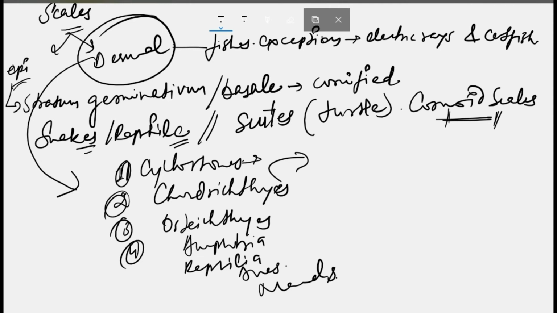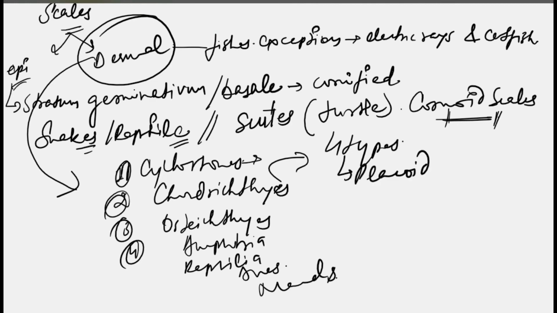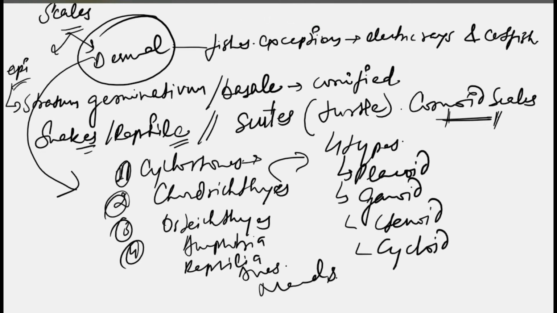In living fishes, the scales are of four types. They could be placoid scale, they could be ganoid, they could be ctenoid, they could be cycloid. Chondrichthyes have placoid scales. So we will see how placoid scales are developed in these chondrichthyes.